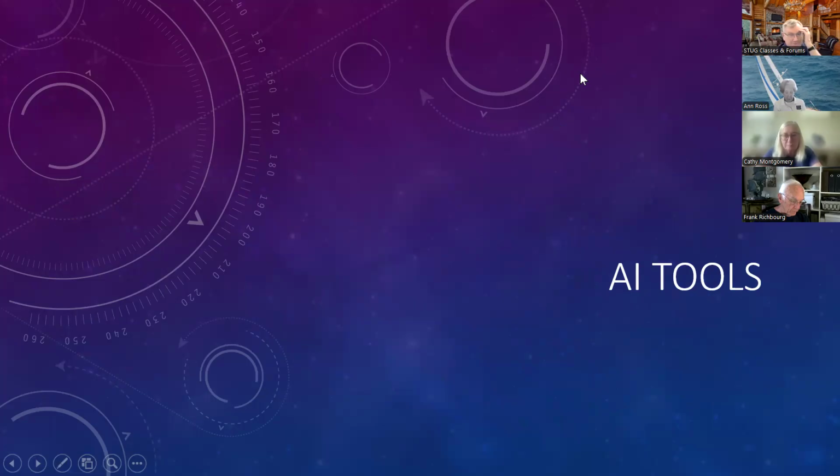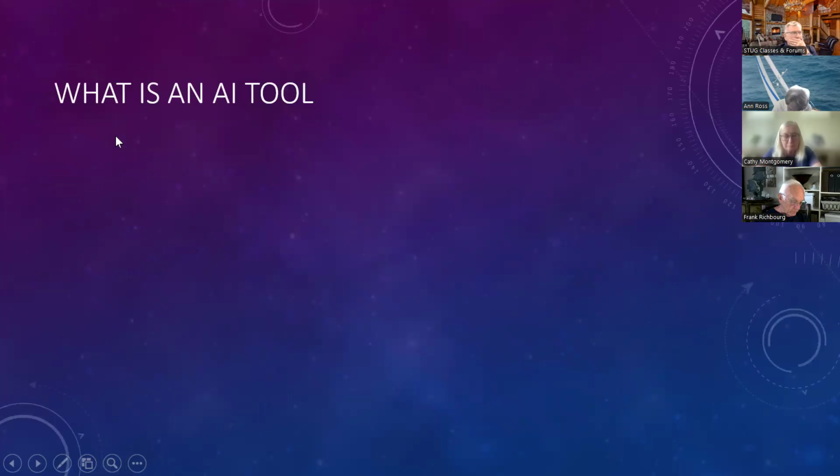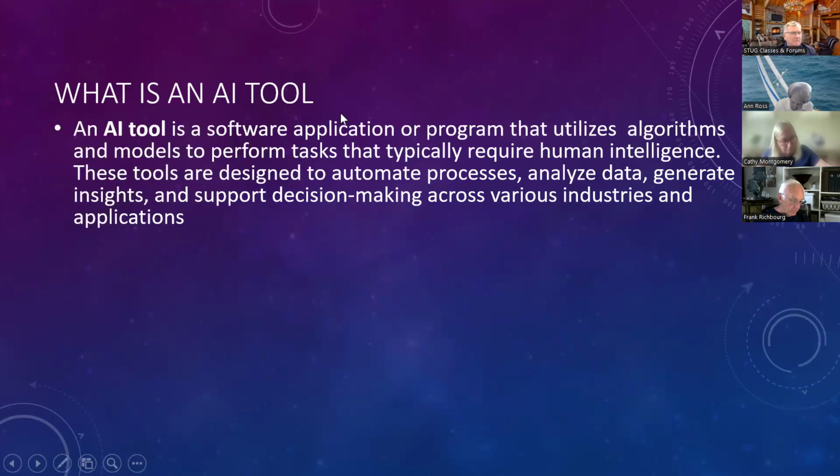Artificial intelligence. What are the tools, right? What is an AI tool? An AI tool is a software application or program that utilizes algorithms and models to perform tasks that typically require human intelligence. These tools are designed to automate processes, analyze data, generate insight, and support decision making across various industries and applications.